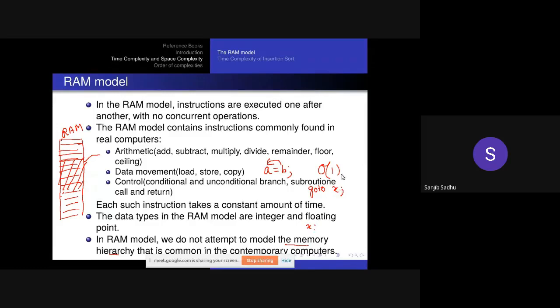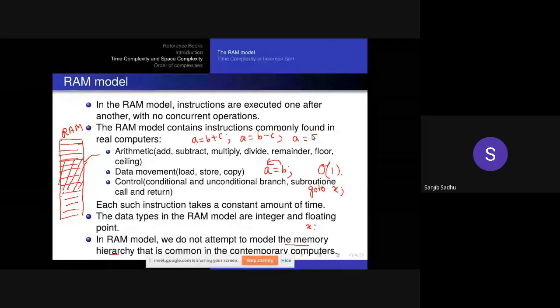Similarly, add means a equal to b plus c or a equal to b minus c. All these instructions take constant time. Suppose a equal to c by 2, this is the ceiling function. All these instructions take a constant amount of time. Multiplication also takes a constant amount of time. All this we are assuming can be done using a constant amount of time. These are the assumptions.